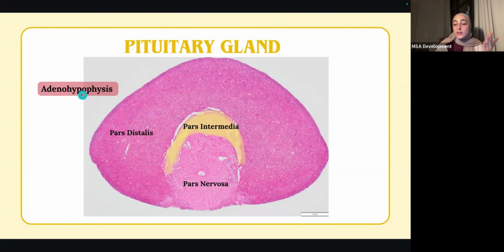It's part of the adenohypophysis because we said that it synthesizes these hormones that we talked about, and it secretes them from there. It synthesizes these hormones. You need these cells to synthesize these hormones. It's very cellular, it's darker, it's more purple, more pink, okay?